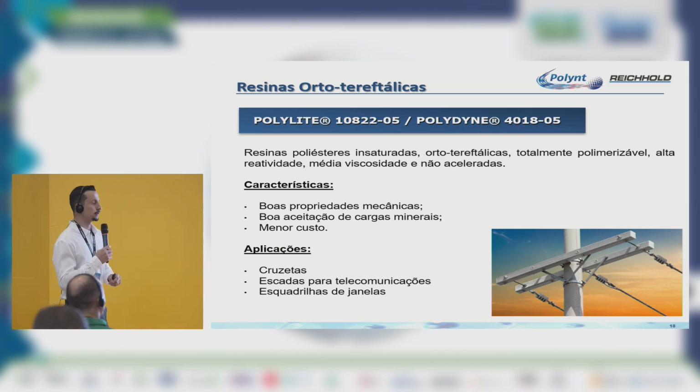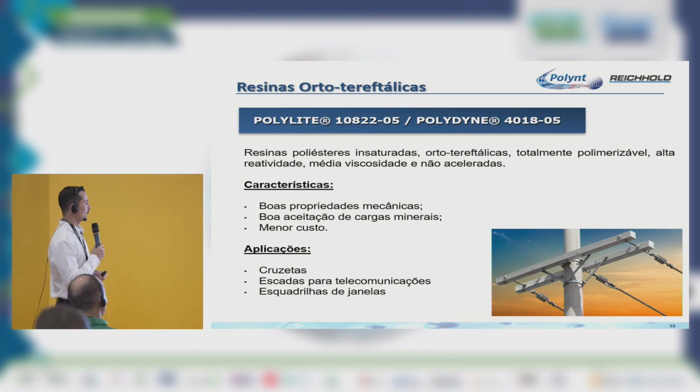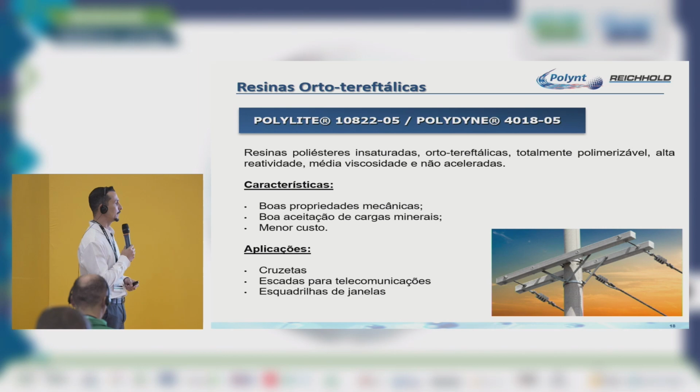To talk about orthophthalic resins, we have Polylight 10-82205 and Polydyne 4018. These are unsaturated polyester resins which are non-accelerated. They're very polymerizable and they're highly reactive. The main features are good mechanical properties, particularly impact resistance. They accept mineral fillers and they are more affordable compared to isophthalic resins or vinyl ester resins.